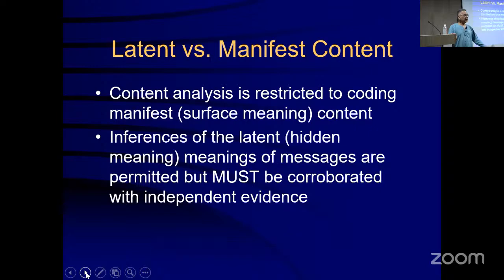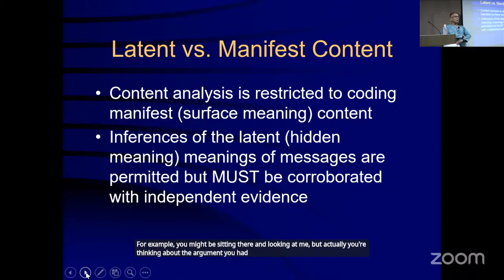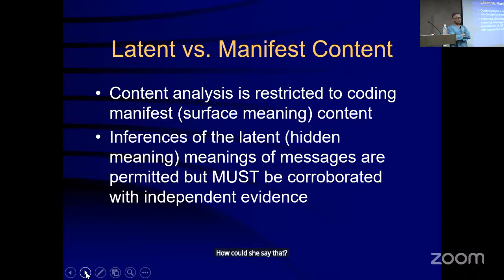Latent, on the other hand, is many other stuff we don't know. For example, you might be sitting there and looking at me, but actually you're thinking about the argument you had with your wife this morning. How could she say that? Huh? She's not being objective.